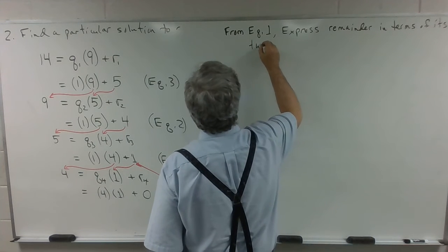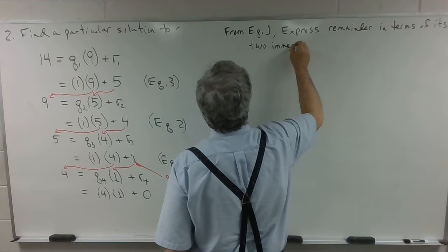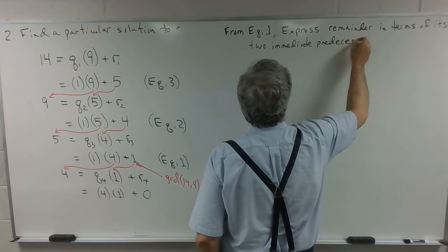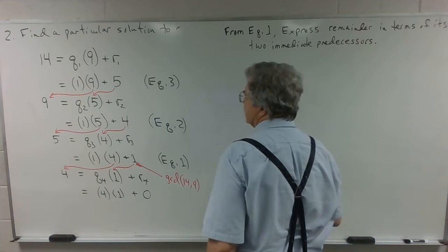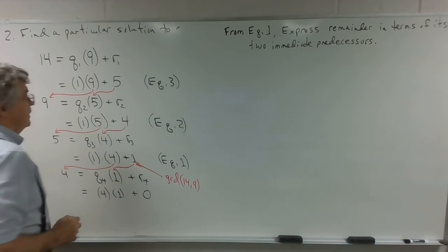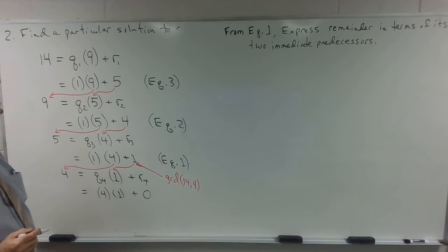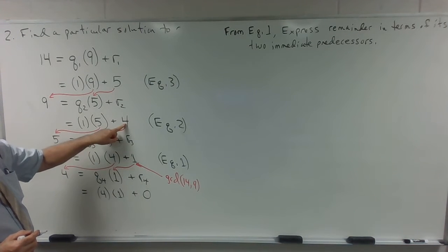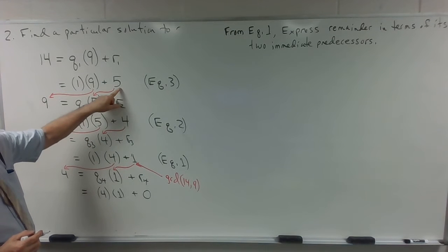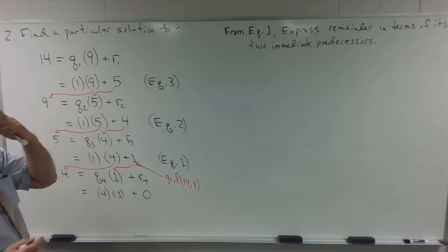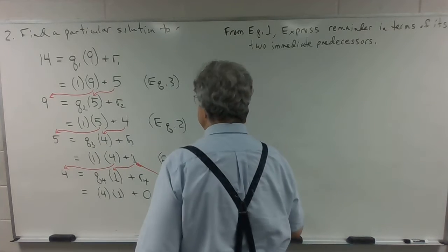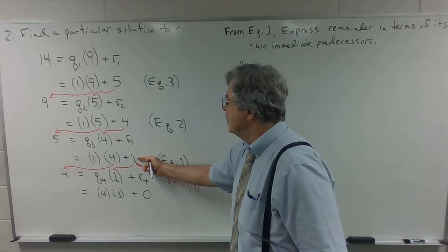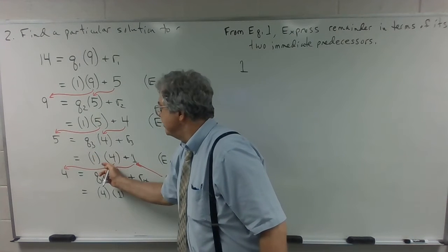in terms of its two immediate predecessors. Let's see. What precedes 1 as a remainder is 4. And what preceded 4 is a remainder 5. Okay. So from equation 1, we get 1 equals 5 minus 4.